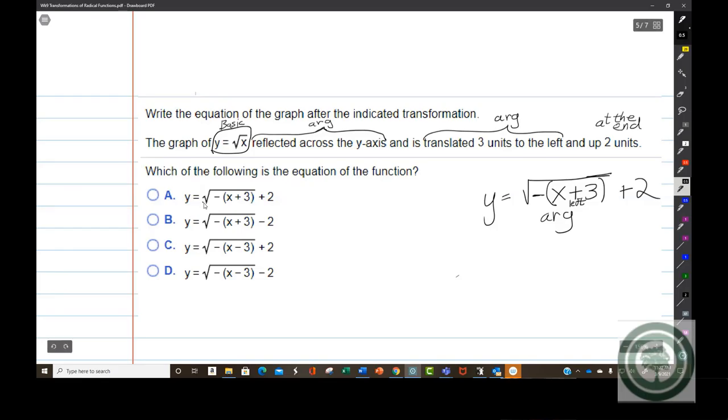Let's see what the other choices are. This would be correct if that were a plus, but it's a minus, so it's taking you down 2. And what that shows is you're getting the opposites here mixed up, and you're saying, okay, it's all opposite. It's not. Plus means go up on the outside of the argument, but on the inside of the argument, plus is how you go left.